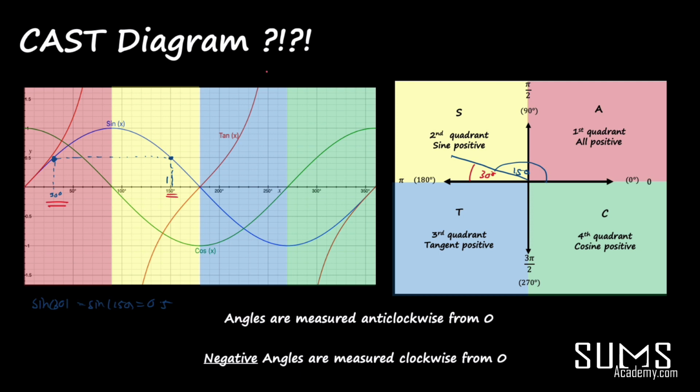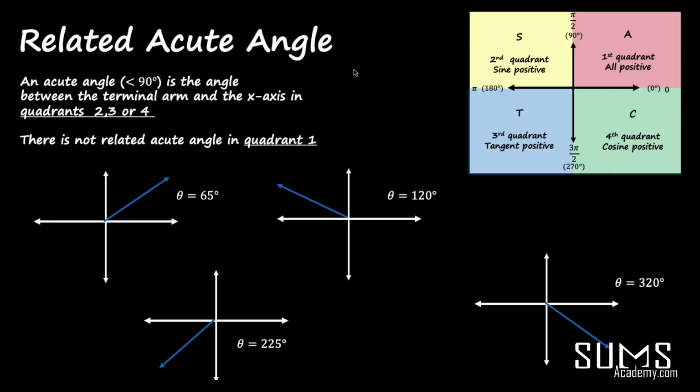Well, there is. This is called the related angle, or the related acute angle. And what is that? An acute angle is an angle that's less than 90 degrees, and it's between the terminal arm and the x-axis in quadrants 2, 3, and 4. It's a bit of a mouthful, but what does this mean? Basically, you get a related acute angle in these quadrants. It's the angle between this arm and the horizontal line. So let's go through these examples and I'll show you what I mean.